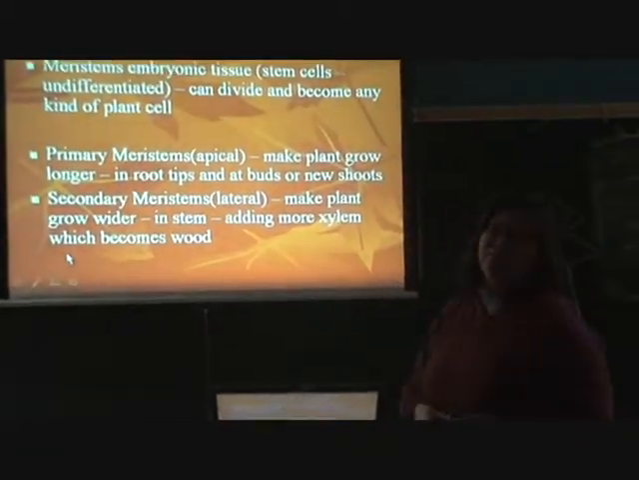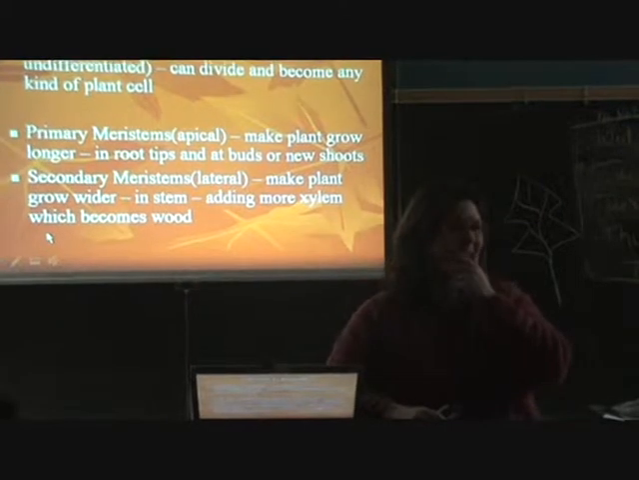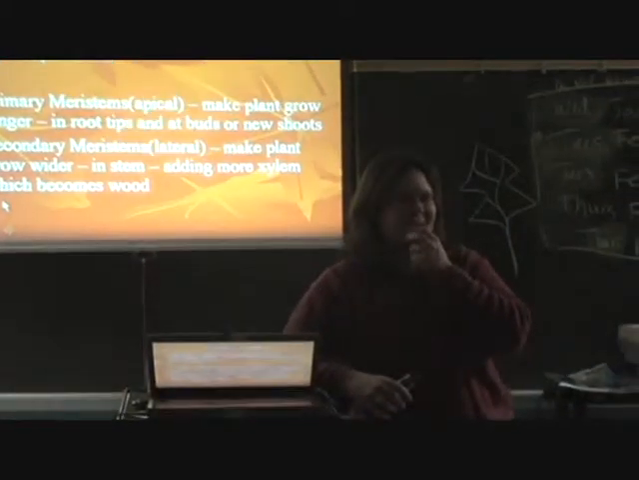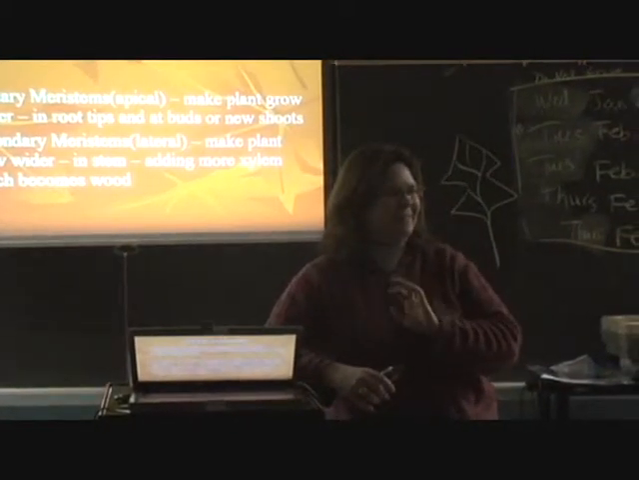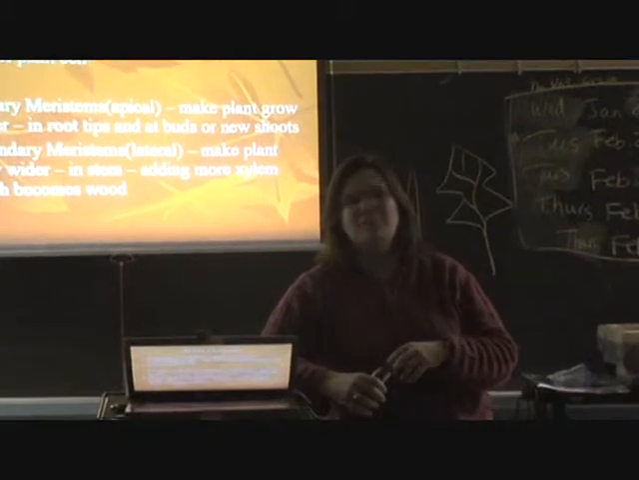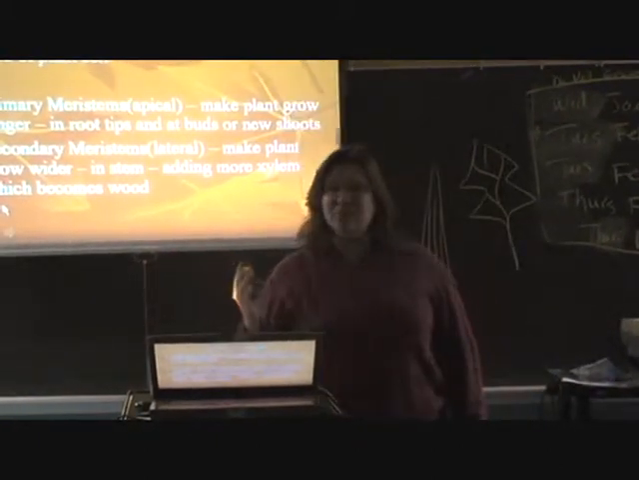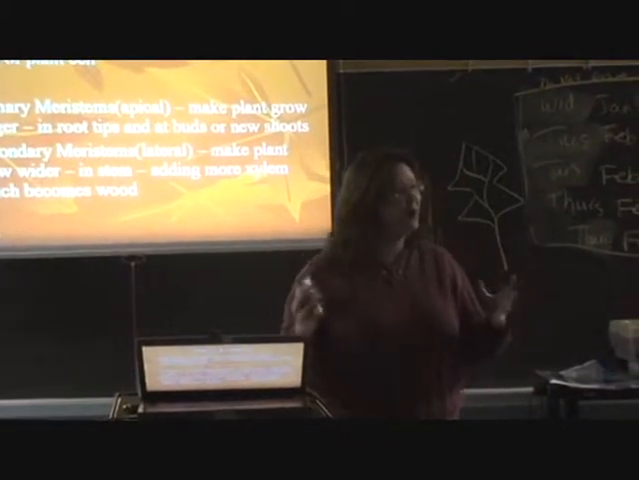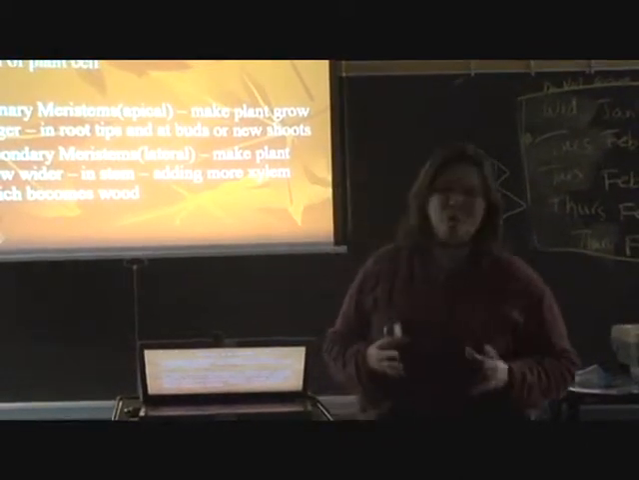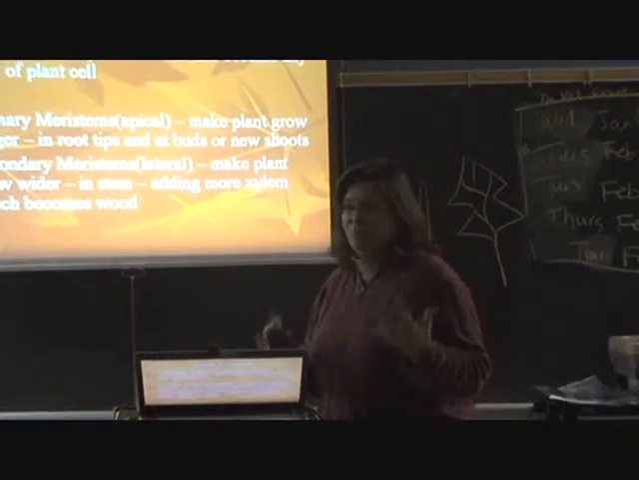So what does not have a secondary meristem? Monocots. They can never grow in width. Monocots don't have lateral meristems, so they're never going to get what we call secondary growth, where it gets wide and becomes woody.